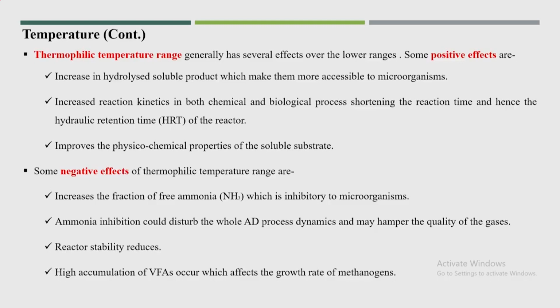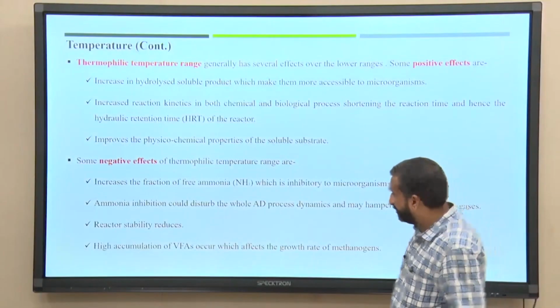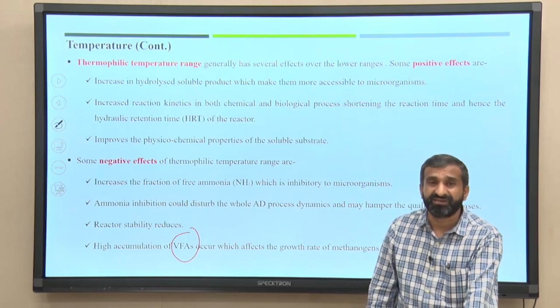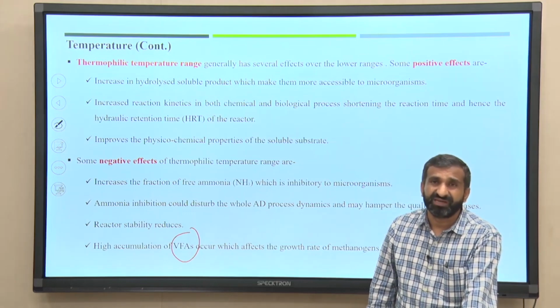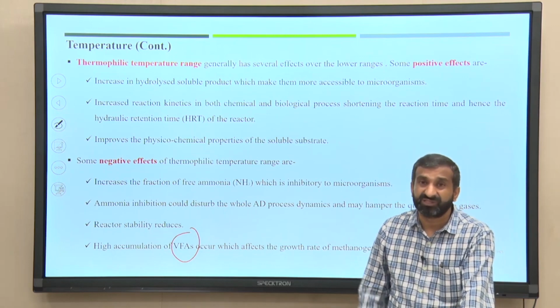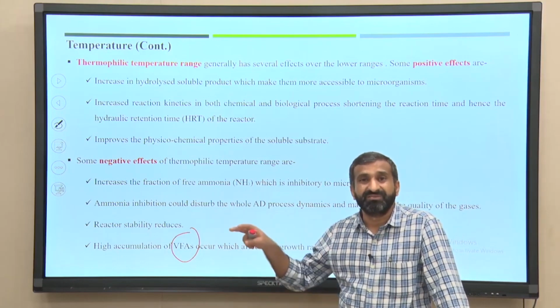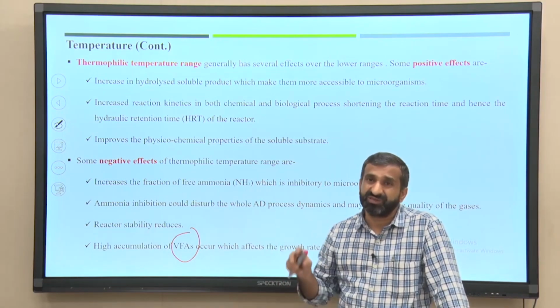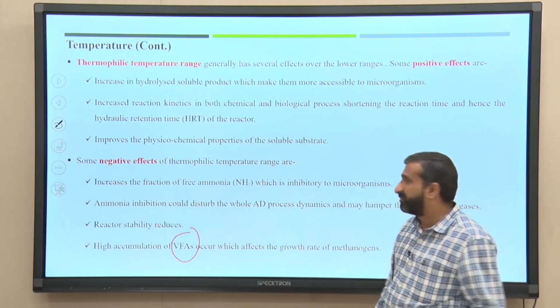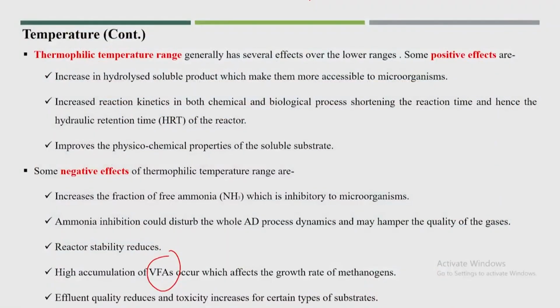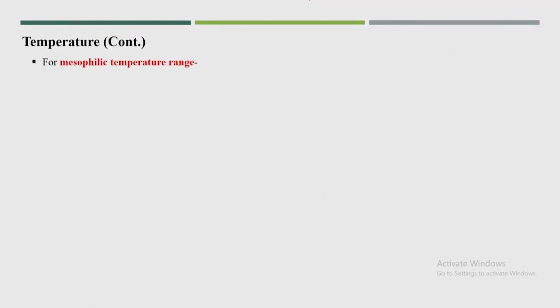So, there is a possibility that at thermophilic temperature the production of volatile fatty acids will be more. If this concentration goes to 2000, 3000 milligram per liter or even more than 4000 milligram per liter, that is also not good for the anaerobic digestion process. Although we require volatile fatty acids for production of methane, a high concentration is also highly inhibitory for the process. Effluent quality reduces and toxicity increases for certain types of substrate.